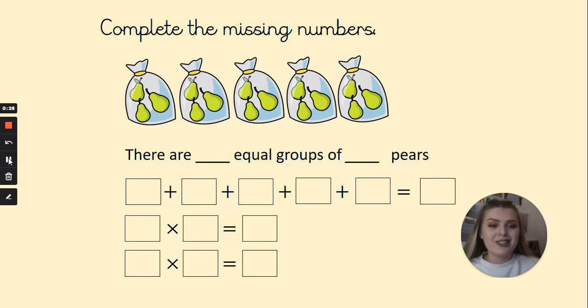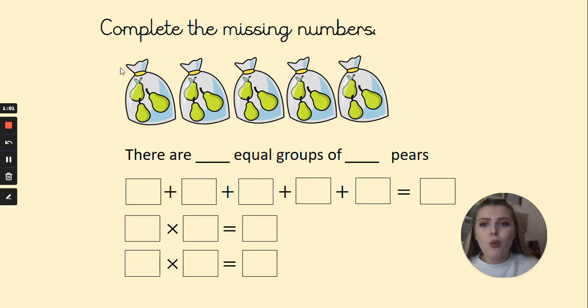So question one is asking us to complete the missing numbers. There are something equal groups of something pairs. We're trying to find the numbers that go in those blank spaces. So what is it asking us? There are something equal groups of something pairs. So how many lots of an equal group do we have? How many lots of that group?